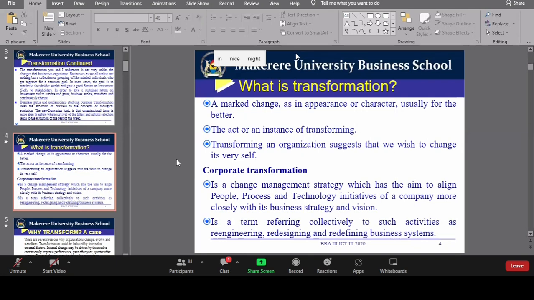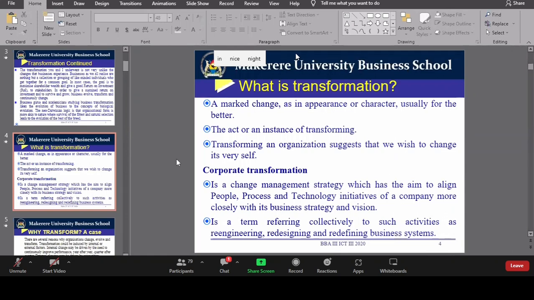So corporate transformation is a change management strategy which has the aim to align people, processes, and technology initiatives of a company more closely with its business strategy and vision. Look at what we are bringing into the picture: people, processes, and technology. We want all three aligned together to work with the strategy and vision.